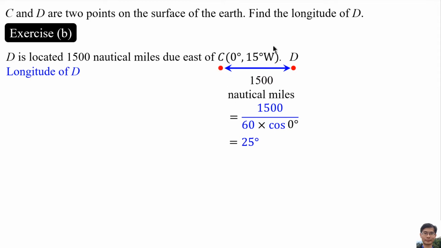So for C is 15 degrees west. Here is west. We go to the right. For the right side, this direction is east. So to get the longitude of D, we use 25 degrees minus 15 degrees, and we get 10 degrees east.